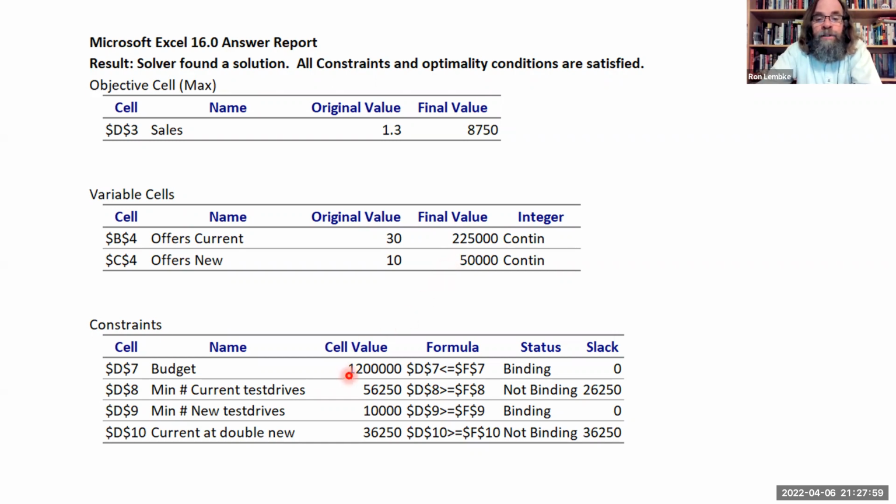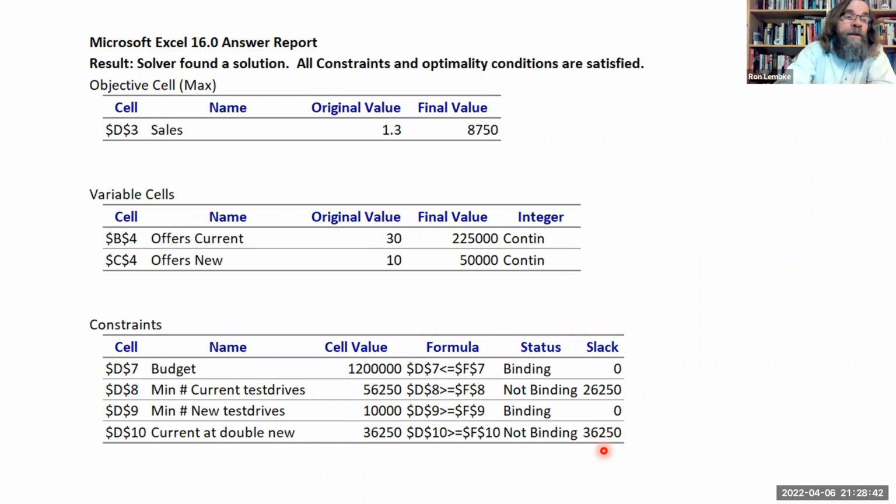And the budget constraint is binding. We've spent all of our available budget. The minimum number of test drives from current customers is not binding. We needed at least 30,000. We've got 56,000. So there's 26,000 slack in that. The minimum number of new test drives, we're at 10,000, which is what we were told we had to do. So that constraint is binding and there is no slack there. And then this last constraint is not as intuitive to read as the other ones, but it boils down to the left side has to be greater than or equal to 0, and the left side is 36,000. So we have a lot of slack there. That constraint is not binding.